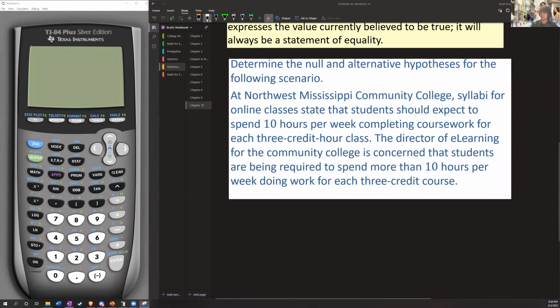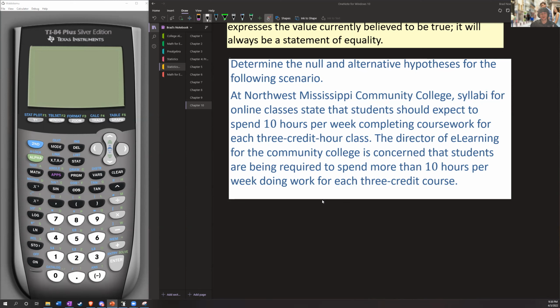This one says, determine the null and alternative hypotheses for the following scenario. At Northwest Mississippi Community College, syllabi for an online class states that students should expect to spend 10 hours per week completing coursework for each 3-credit-hour class. The director of e-learning for the community college is concerned that students are being required to spend more than 10 hours per week doing work for each 3-credit course. Okay, so the director believes that they are spending more. That's what they want to test.